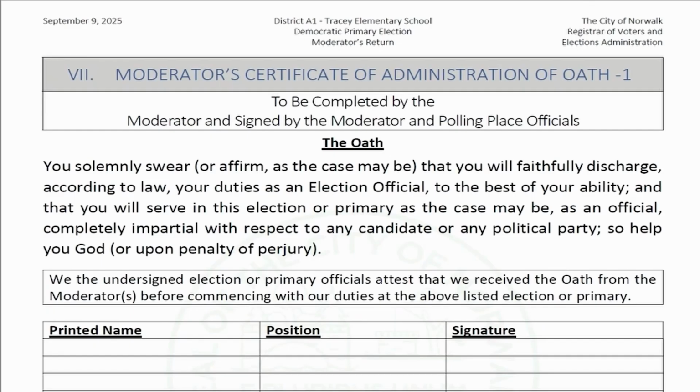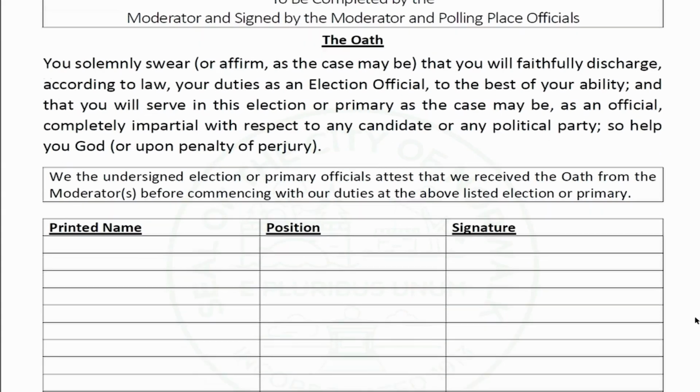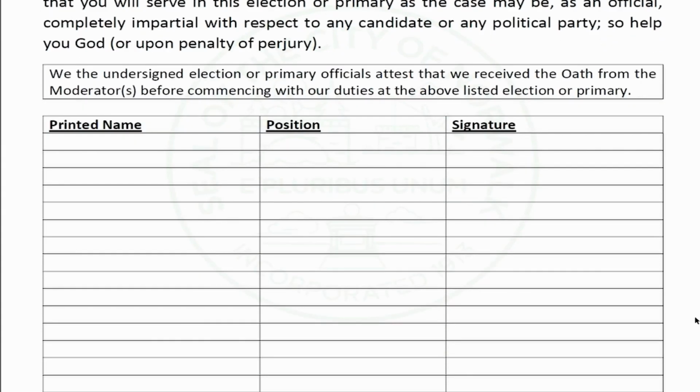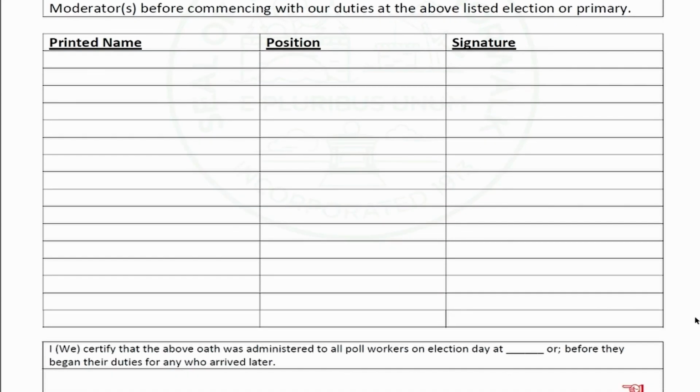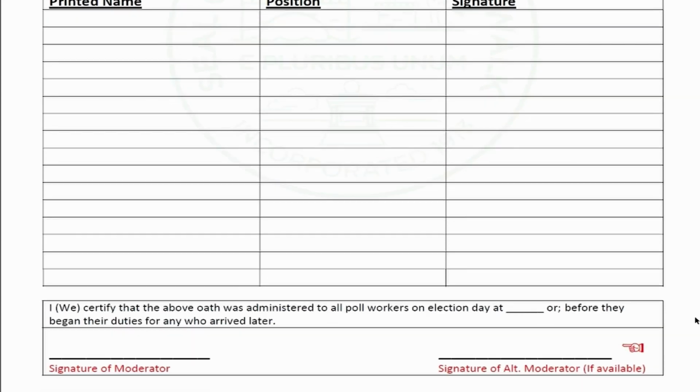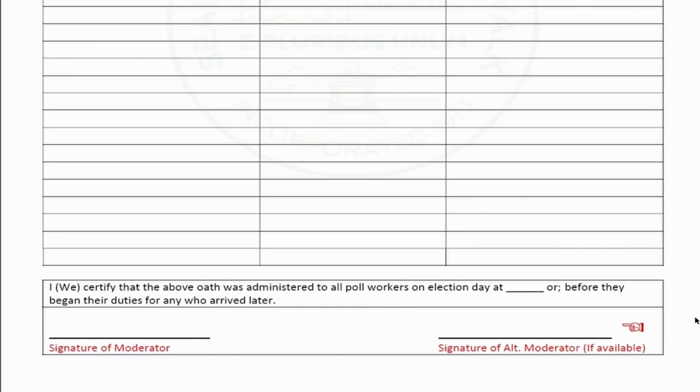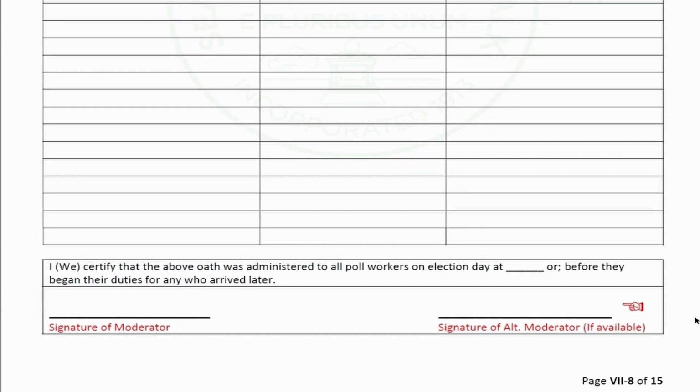Every poll worker must be sworn in by taking the oath. This section has the approved oath printed so that moderators can read it to all the poll workers. It also documents each poll worker that has taken the oath. Each poll worker that takes the oath must sign this page. Additionally, the moderator must sign the bottom of the page. One point of note, this page is not used to facilitate payroll. That sheet is in the moderator's binder.